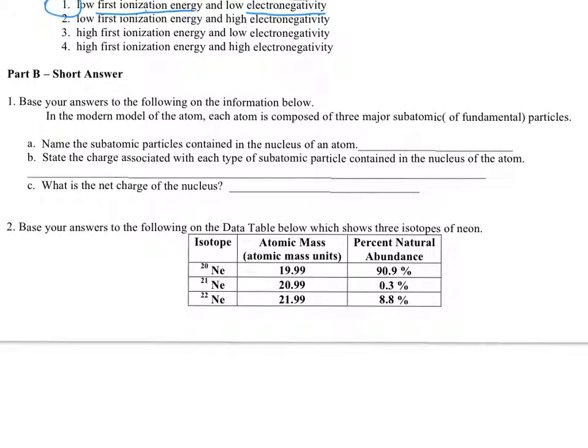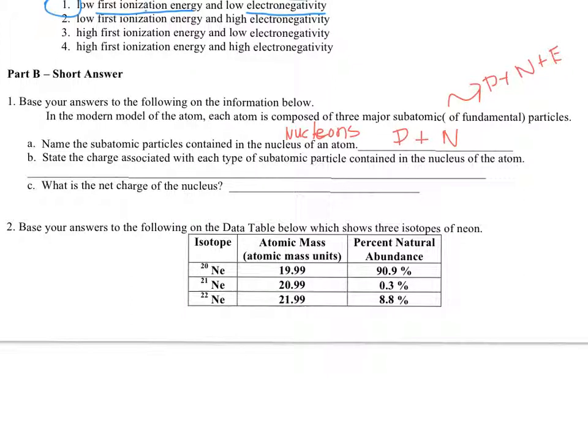All right, in the modern model of the atom, each atom is composed of 3 major subatomic or fundamental particles. Name the subatomic particle contained in the nucleus. All right, so the 3 that we've got, hopefully you know this: protons, neutrons, and electrons. Great. The subatomic particles contained in the nucleus are also known as the nucleons. Nucleons are the protons and the neutrons.